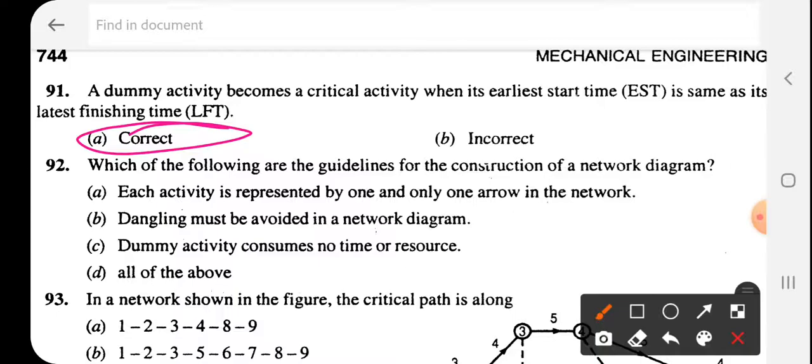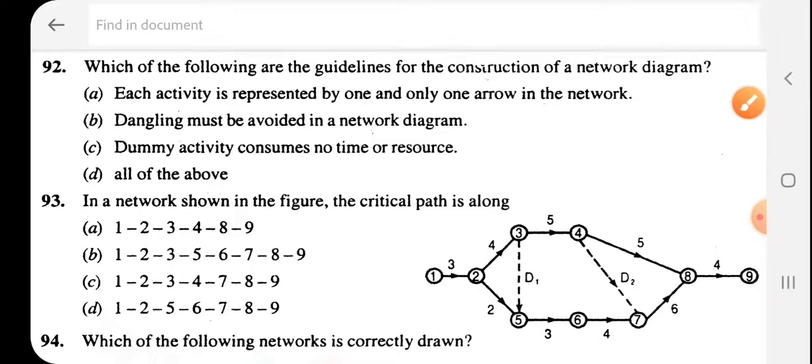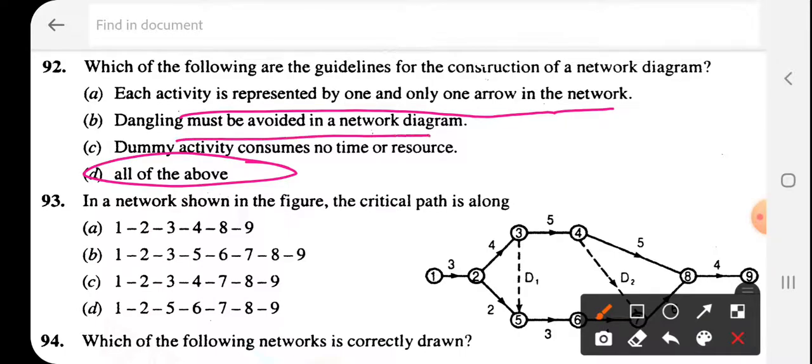Which of the following are the guidelines for the construction of a network diagram? So this is D. Each activity is represented by one and only one arrow in the network. Dangling should be avoided in the network, and a dummy activity should consume no time.